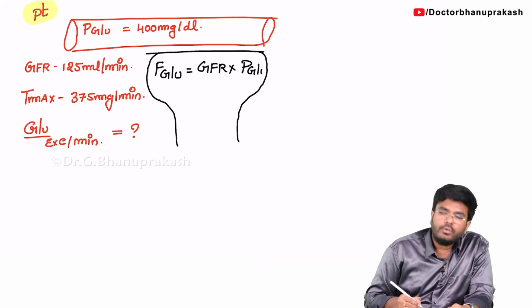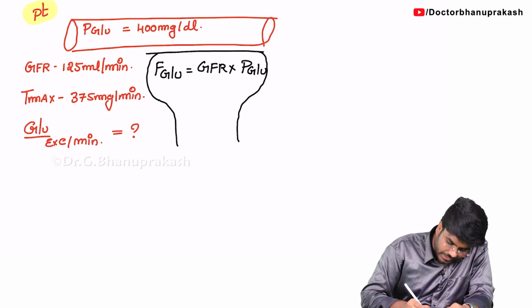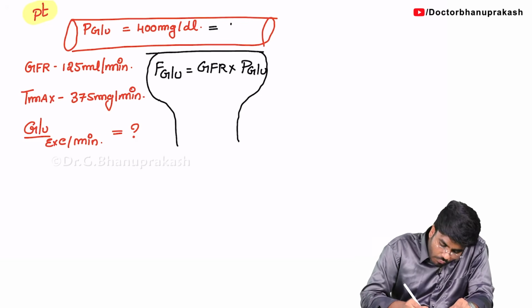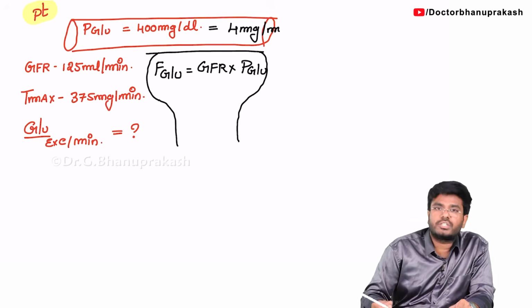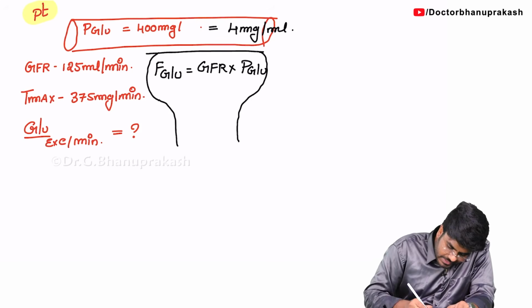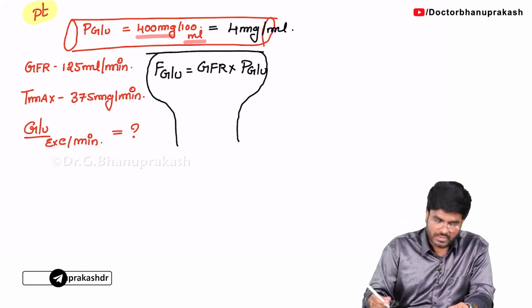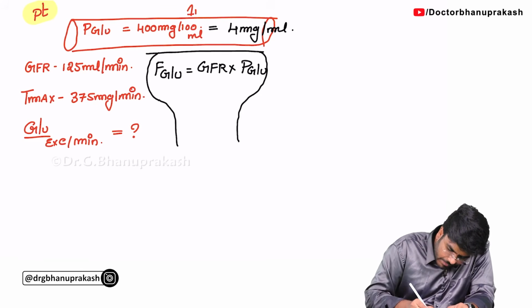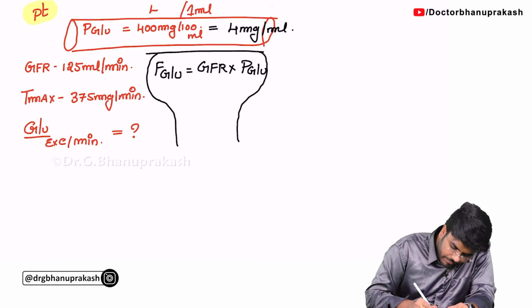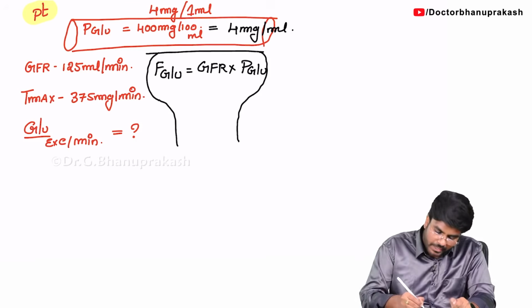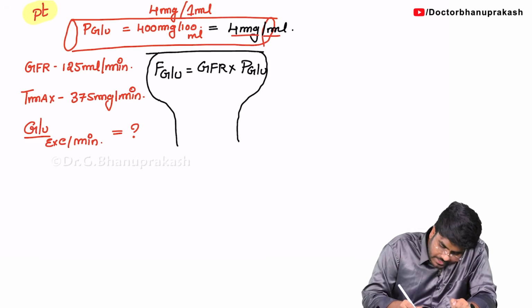Now, you tell me how much is the plasma glucose concentration, 400 milligrams per deciliter. That is 4 milligrams per ml. Simple logic, no? Deciliter means how much? Deciliter is nothing but 100 ml. So in 100 ml, there is 400 milligrams. So can I say in every ml, there will be 4 milligrams. So in 1 ml, there is 4 milligrams. So what is the plasma glucose concentration? 4 milligrams in every ml.